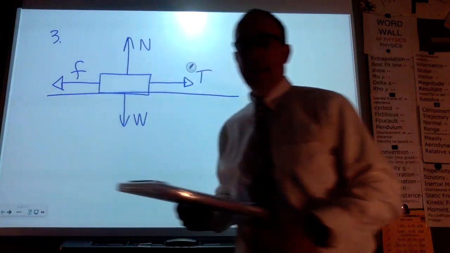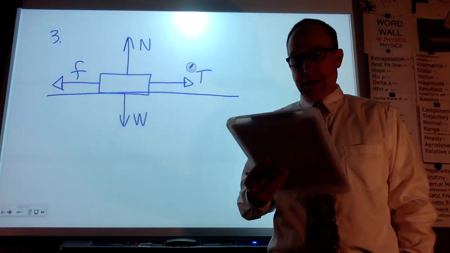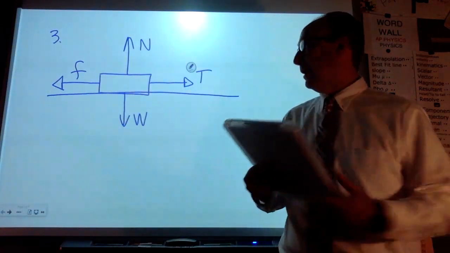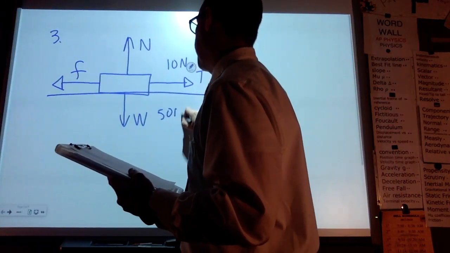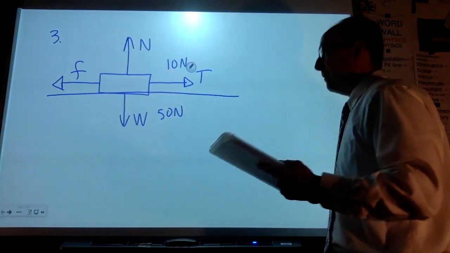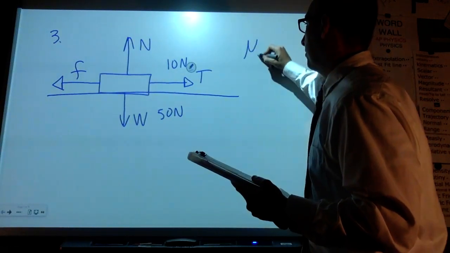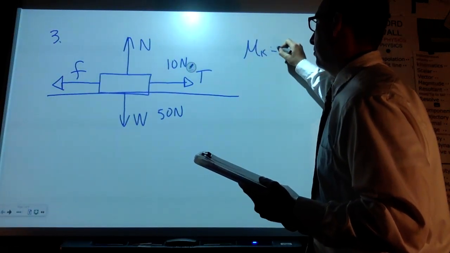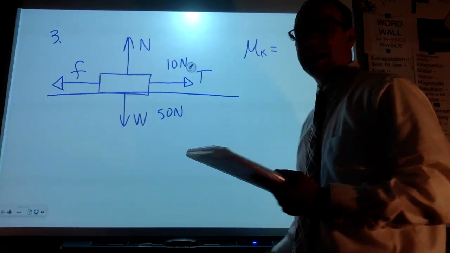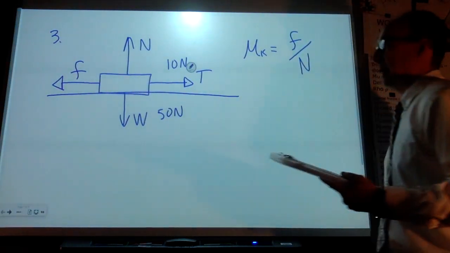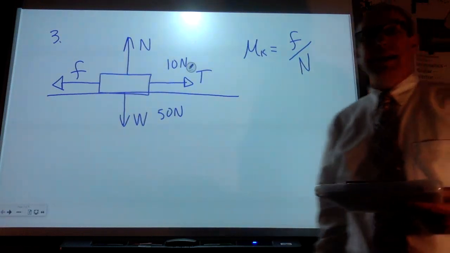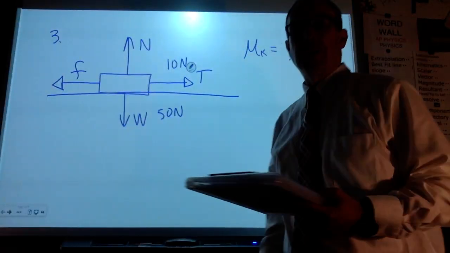And in this case, that balance is going to be friction. All right, so I know that this is 10, and I know that this is 50. And so if I want to find out what mu is, and this would be kinetic mu, because it is sliding, mu is equal to my friction divided by my normal. So I'm going to be able to find each one of these with Fnet equals 0.